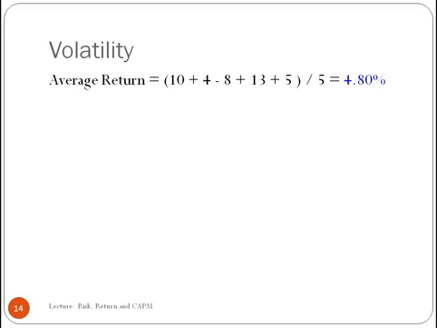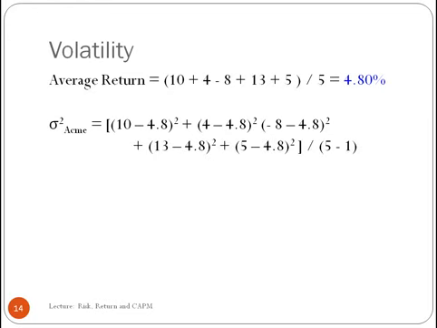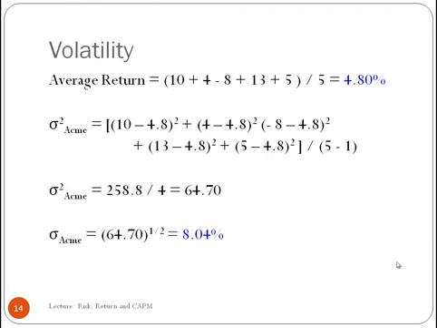And now we want to know, well, how dispersed were those returns? We can start with the variance formula, and we're just going to plug our numbers in there. We start with 10, we minus the average, we square it, and then we do this for each of our actual returns. And you get about 65%. You take the square root of that, and you get 8%. I'm just crunching some numbers here.